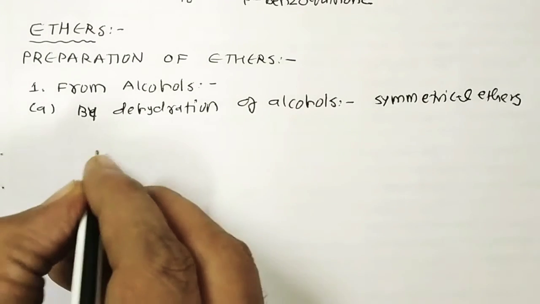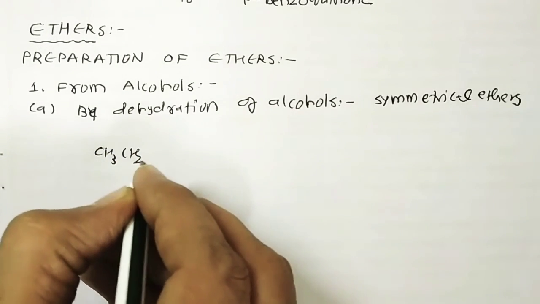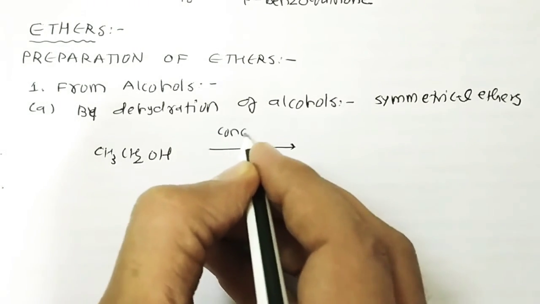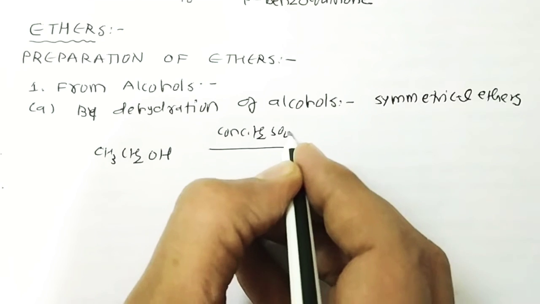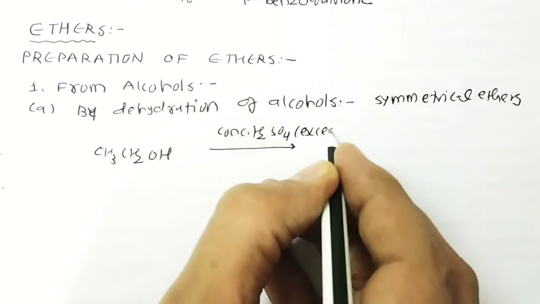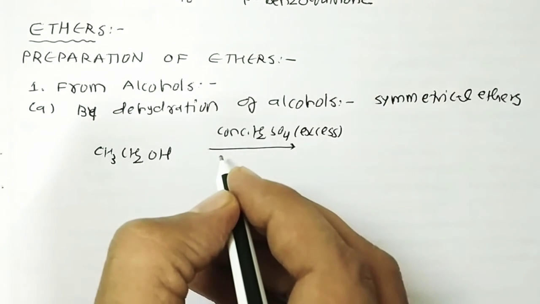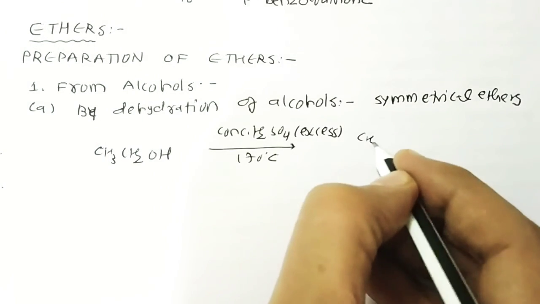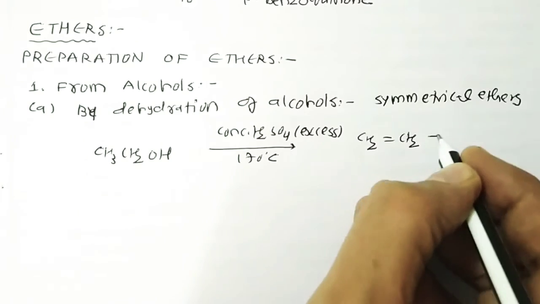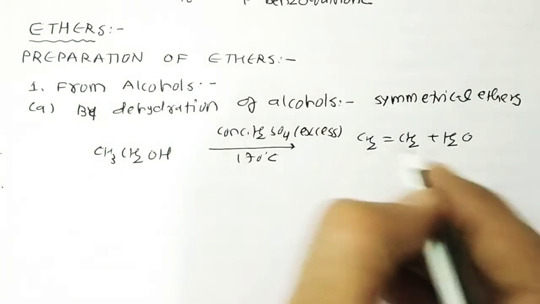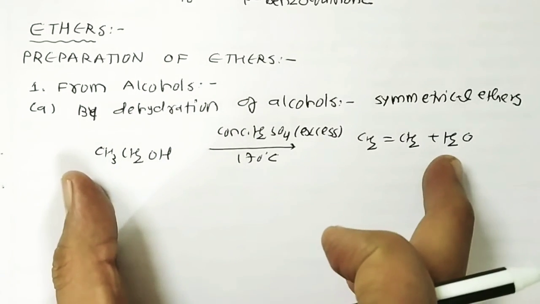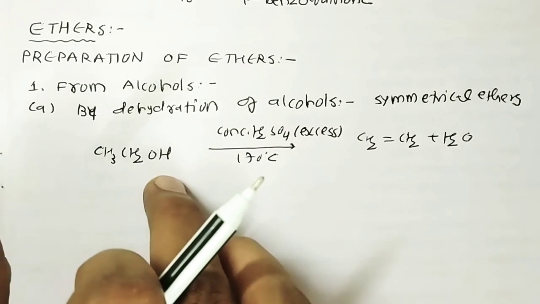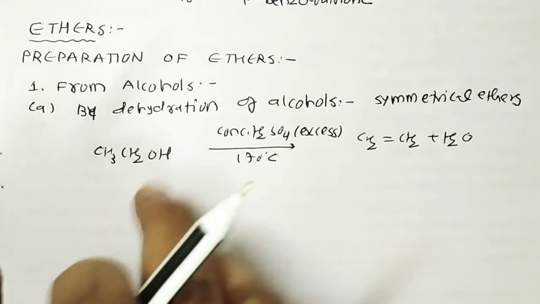So first we take CH3CH2OH in presence of concentrated H2SO4. If we take concentrated H2SO4 in excess at about 170 degrees centigrade, we get the product CH2=CH2, ethene, plus water. It's a dehydration of alcohol that we have already studied twice: once in the preparation of alkenes and once in the chemical properties of alcohol.